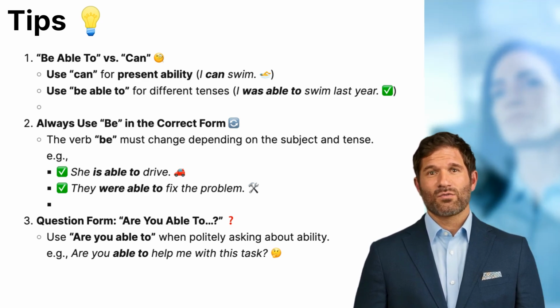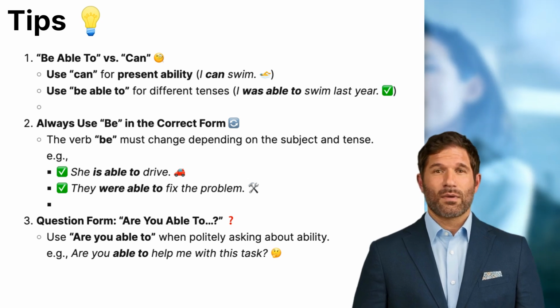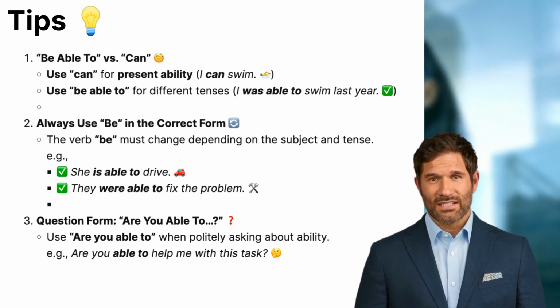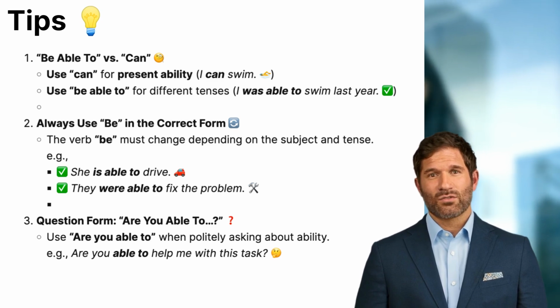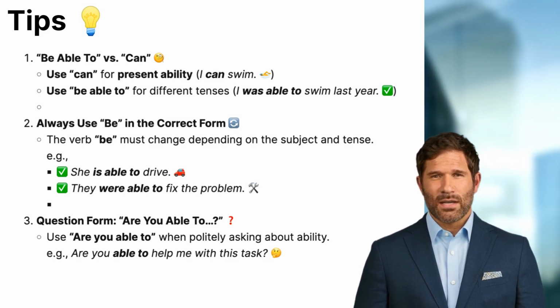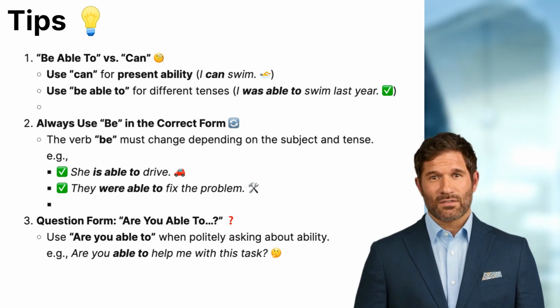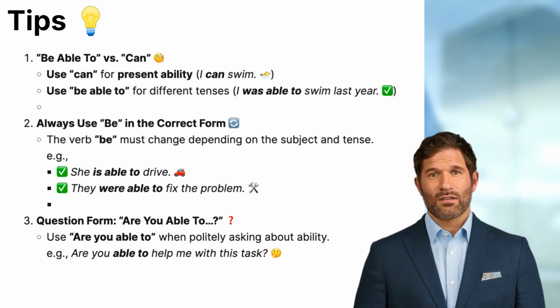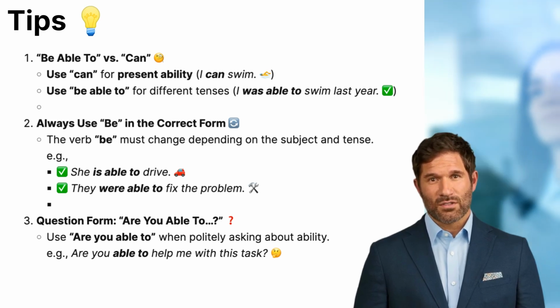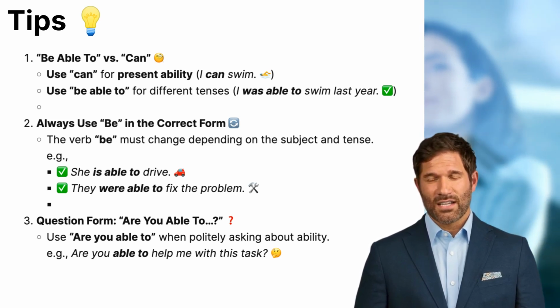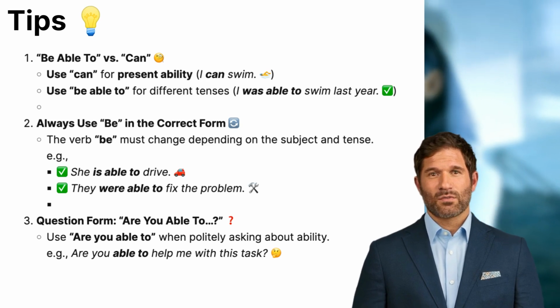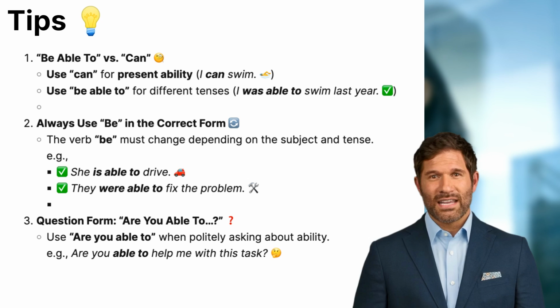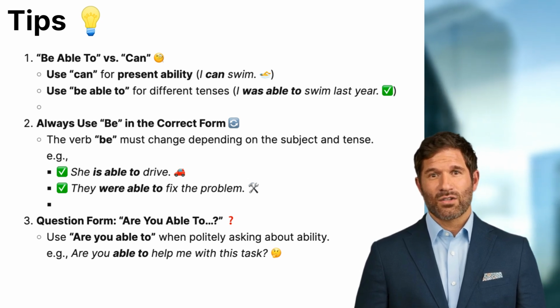2. Always use be in the correct form. The verb be must change based on the subject and tense. Examples. She's able to drive. Present. They were able to fix the problem. Past. He will be able to visit next week. Future. More examples. I haven't been able to concentrate today. Present perfect. We will be able to start the project soon. If be is not in the correct form, the sentence will be incorrect.